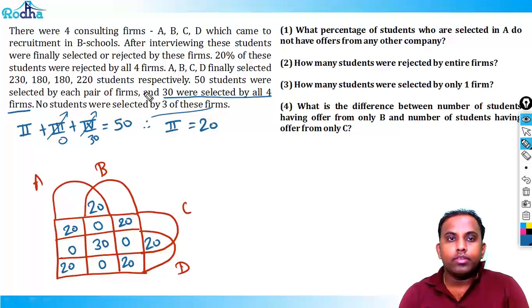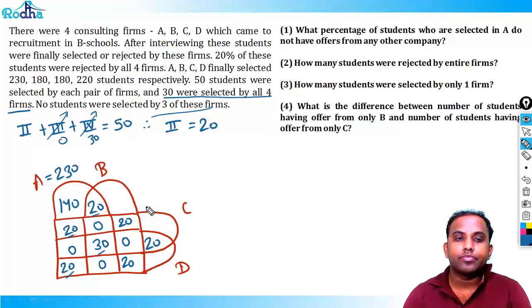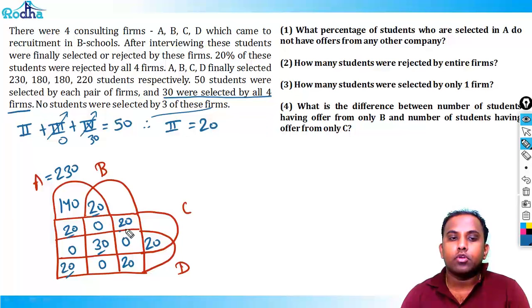Correct. And now this A is given as 230. So just simply we'll add it. 20 plus 20, 40 plus 30, 70 plus 20, 90. 230 minus 90, 140. Okay. Then in B also, 20 plus 30, 50 plus 20, 70 plus 30, 90. So B is how much? B is 180. 180 minus 90 becomes 90.